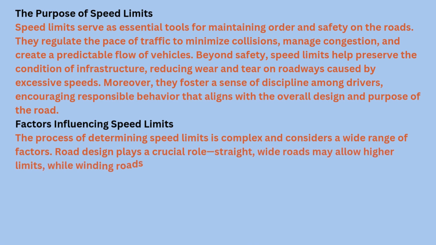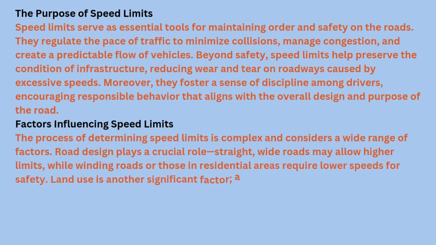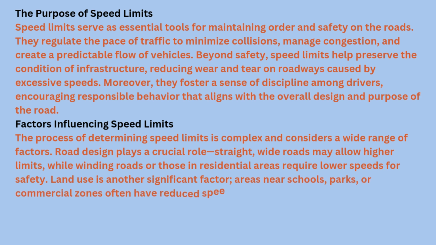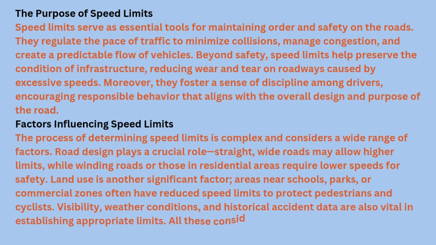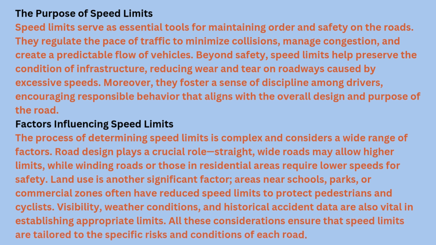Straight, wide roads may allow higher limits, while winding roads or those in residential areas require lower speeds for safety. Land use is another significant factor. Areas near schools, parks, or commercial zones often have reduced speed limits to protect pedestrians and cyclists. Visibility, weather conditions, and historical accident data are also vital in establishing appropriate limits. All these considerations ensure that speed limits are tailored to the specific risks and conditions of each road.